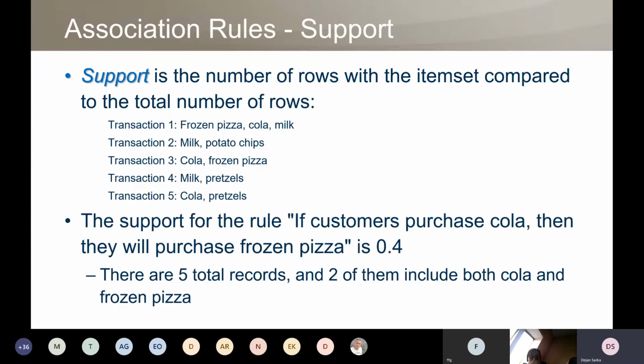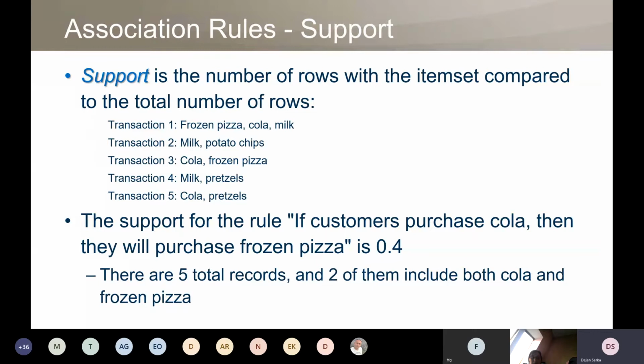So support for item set cola and frozen pizza in these 5 transactions is 0.4. We have 2 transactions with this combination out of 5. So the higher the support, the stronger the rule, right? This sounds quite logical and quite simple. However, is there an order in this rule? Is it really the same if you have first frozen pizza and then cola, or is order important?